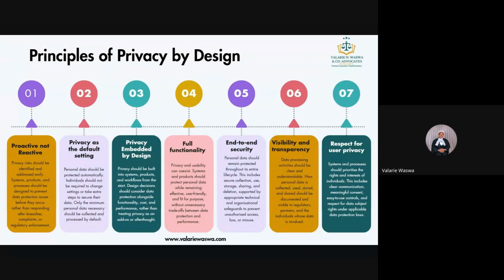No, these two things can coexist, and your product and service can still remain fit for purpose without any unnecessary trade-offs between data protection and performance. So functionality is not the trade-off here. Functionality is not what you lose for embedding privacy into your systems. No, not at all.